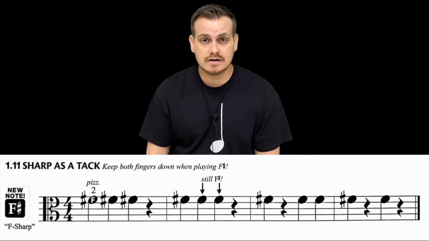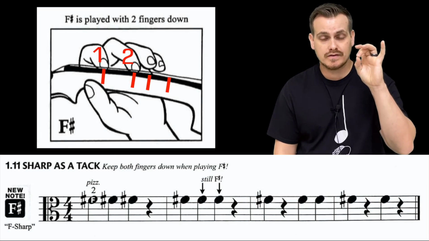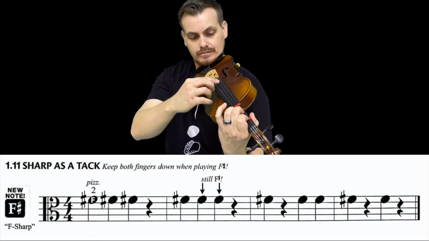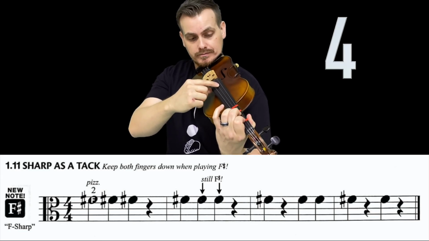What is the fingering for F sharp for a viola? 2 fingers on the D string. First finger on the red tape and the second finger on the black tape. 1, 2, 3, 4.